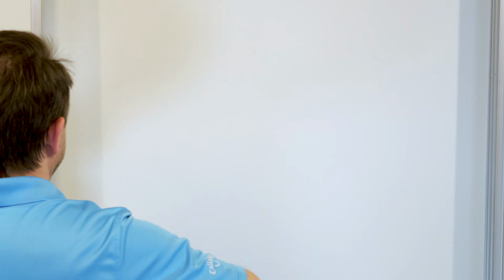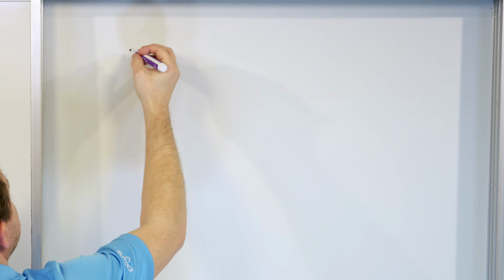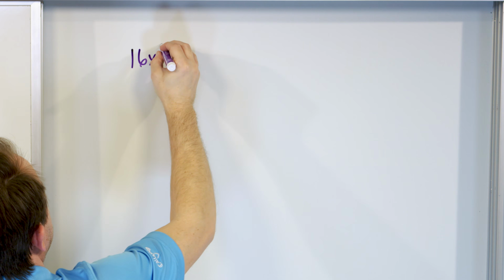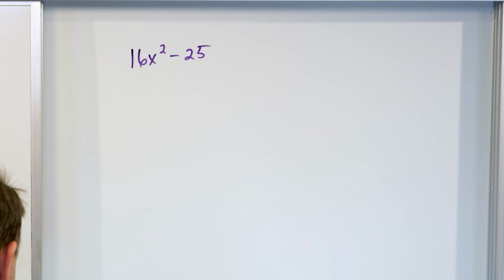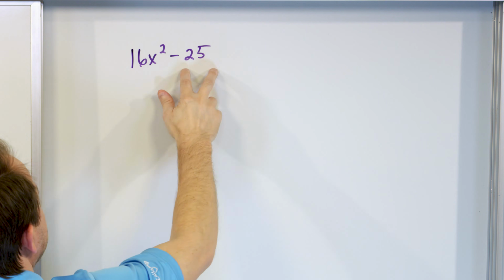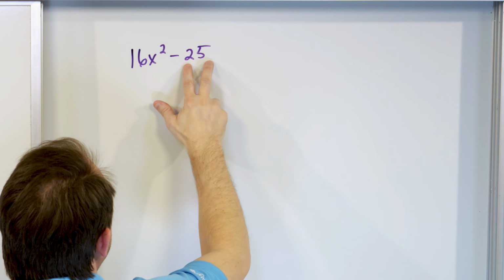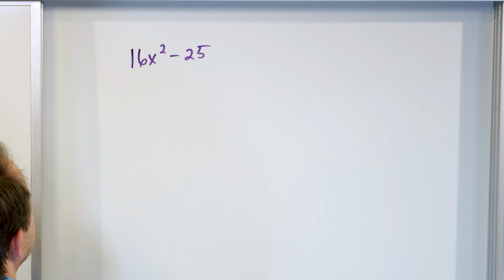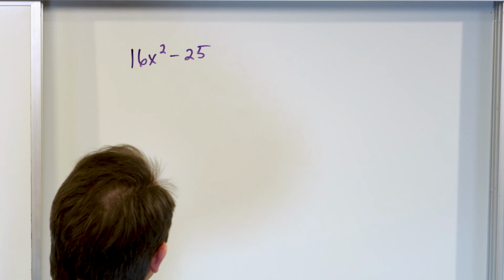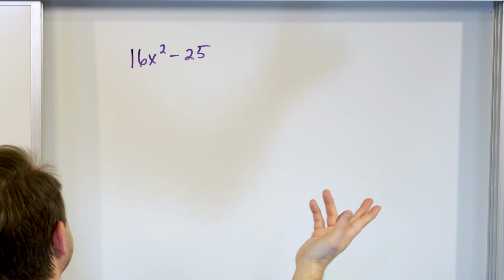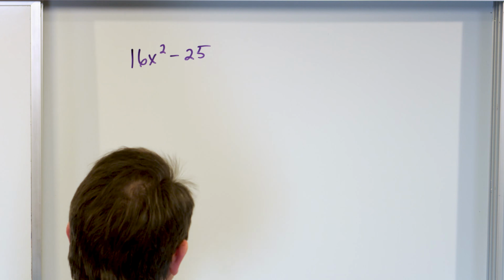All right, one last one. It's going to be 16x squared minus 25. Obviously, it's not a trinomial, so the first thing we're going to do is see if it's one of these other special cases. Can I pull out something common to both? No. This is 25, this is 16. There's nothing that I can see in common that I can pull out of both of those terms, because there's not even an x there. So then I check, well, it's not a trinomial, so it doesn't follow that. Is it a difference of two squares?